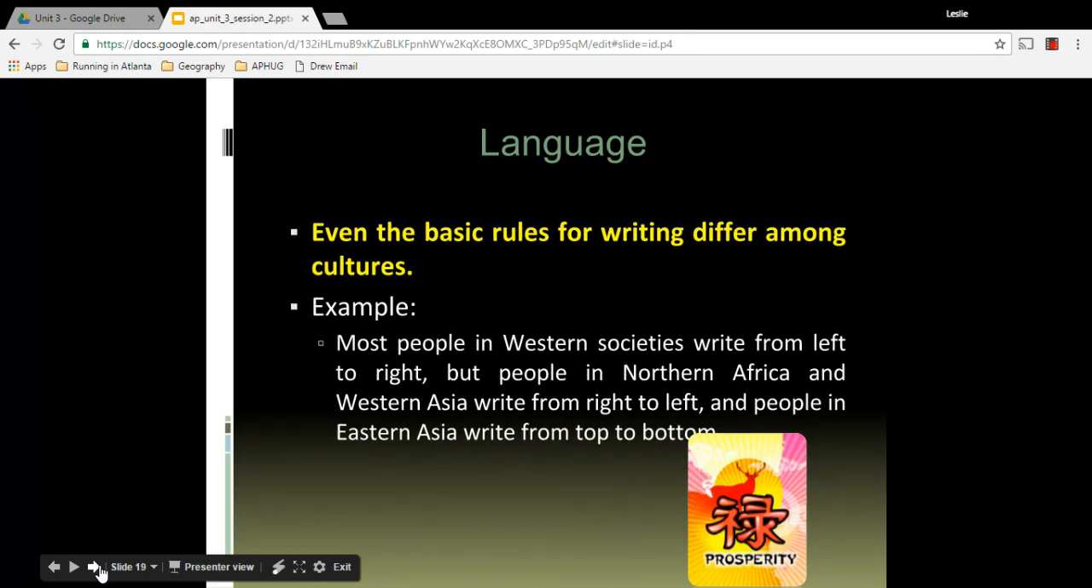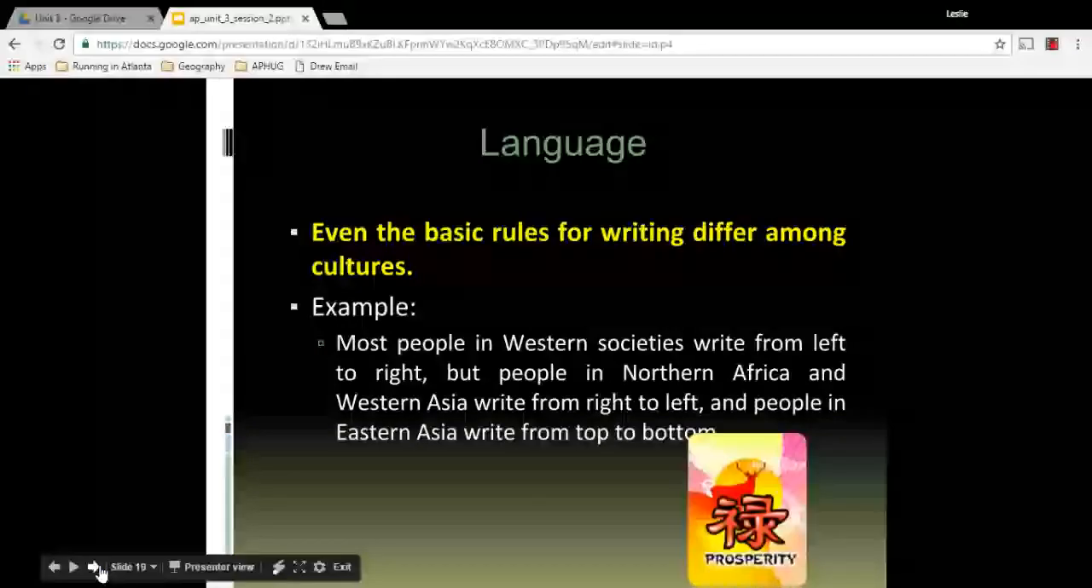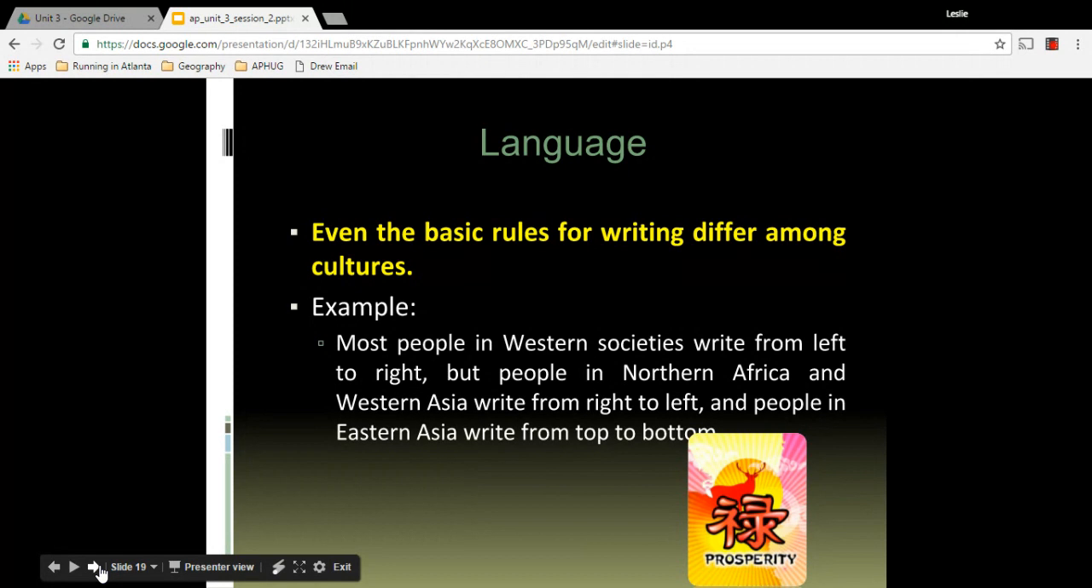So even the basic rules for writing will differ among cultures. So for example, most people in Western societies write from left to right, but people in North Africa and Western Asia write from right to left, and people in Eastern Asia write from top to bottom. So when we think of writing and reading, we Americans, English, Western Europeans read left to right, top to bottom. But as you can see, in different parts of the world, that is not a standard practice.